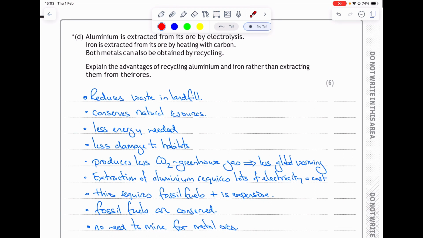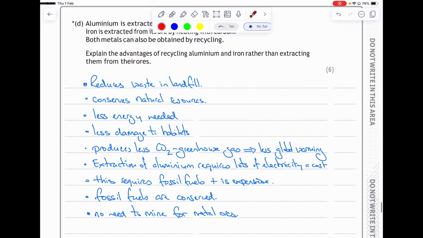If we recycle, it means that we reduce the amount of metal ending up in landfill, and obviously that means the landfill doesn't get full. If we recycle the metals, we are conserving the natural ores, the metal ores inside the Earth's crust, so they're going to last for a longer period of time because once we've used them, they are gone. Recycling requires less energy, and if we have less energy, we're going to get less cost. So cheaper energy, less cost is going to be good.